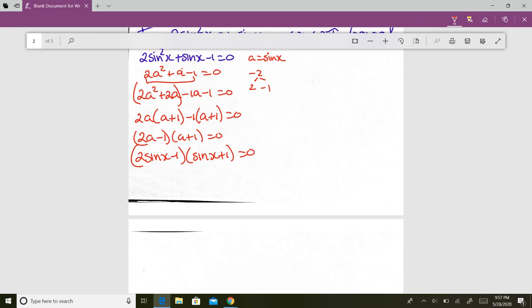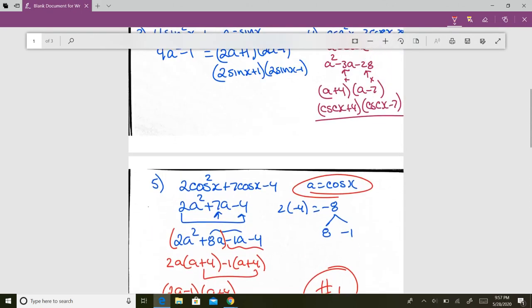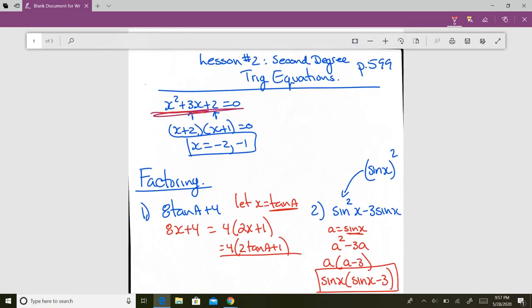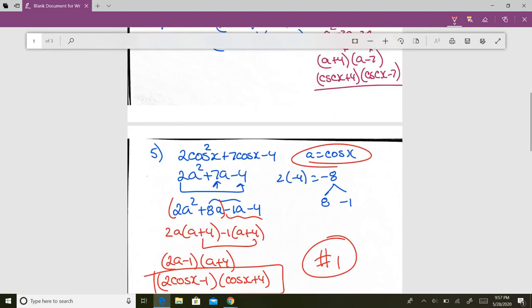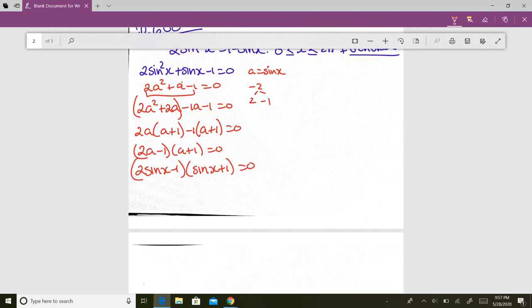So to solve this, you set each bracket equal to 0, just like we did way up here. When I solve a quadratic like x plus 2 is equal to 0, therefore x is equal to negative 2, and x plus 1 is equal to 0, therefore x is equal to negative 1. It's just like finding the x-intercepts like in the polynomials unit. So what happens here is it's either 2 sine x minus 1 equals 0, or sine of x plus 1 equals 0, and you have to solve both.